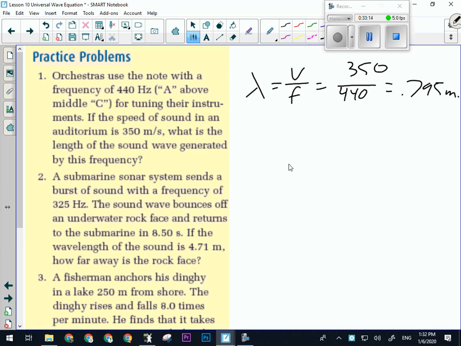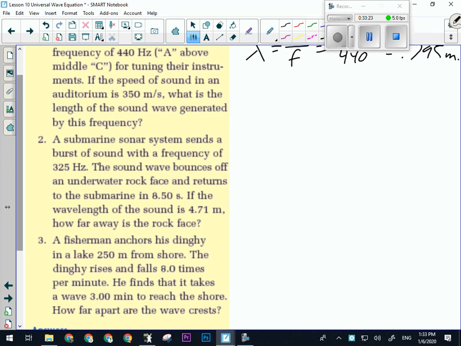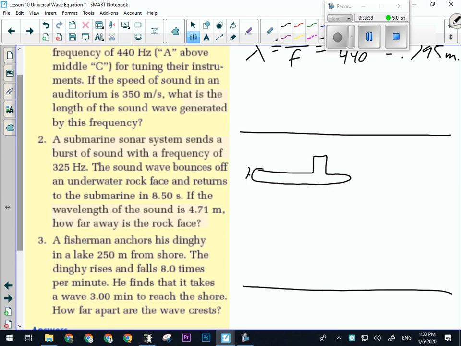All right. How many people have done number 2? How many people are stuck on number 2? Let's have a look at number 2. Here's what we have to think about. Here's the surface of the water, here's the submarine, and here's the bottom. We've got sound waves that are headed to the bottom, they hit the bottom, and then their echoes come back.